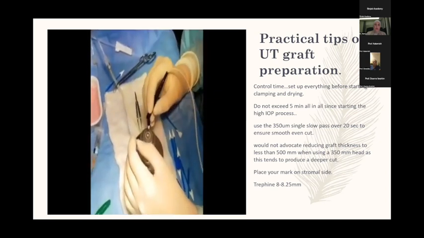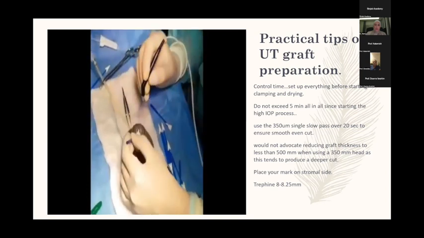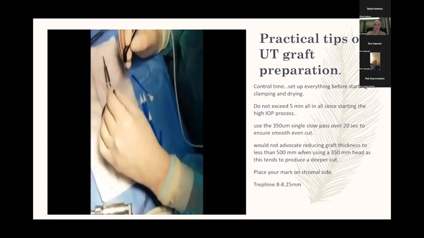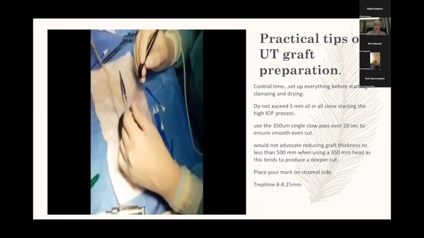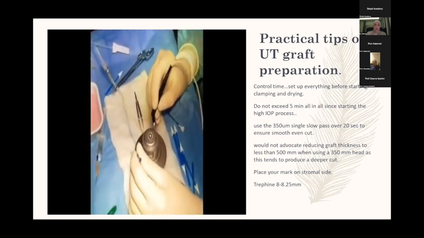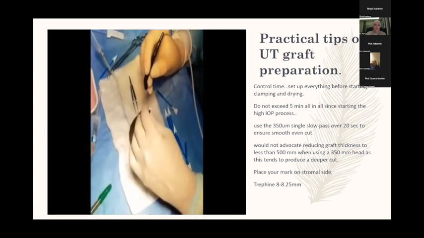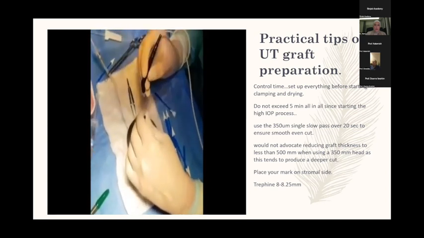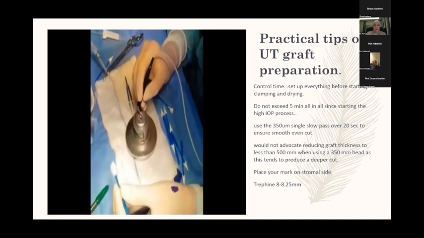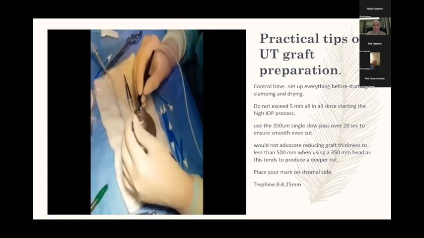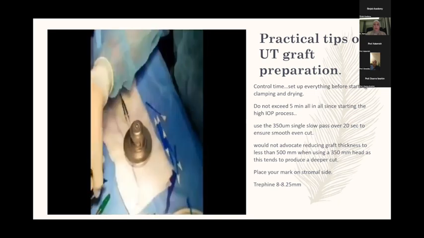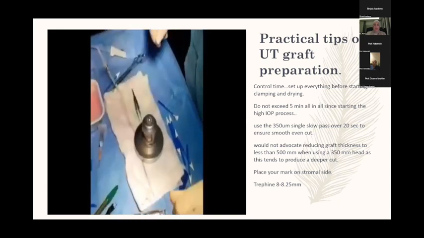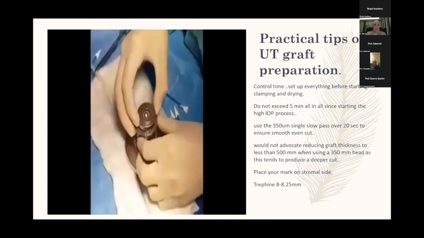The imported corneas, because they are kept in Optisol for a long time, come 600 to 700 micron thick. So I use this method to thin them before I cut, and I go down as low as 500 microns, which is enough for me to perform the microkeratome cut. It's important not to exceed 5 minutes all in all, because you have a high IOP, so as not to damage the endothelium. And then I pass the 350 micrometer single head slowly.